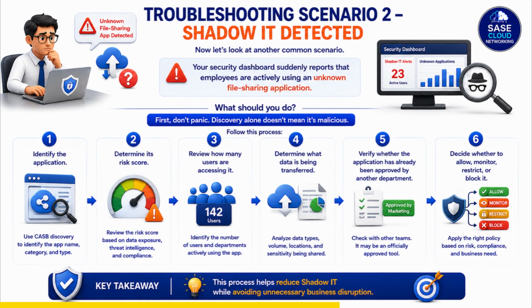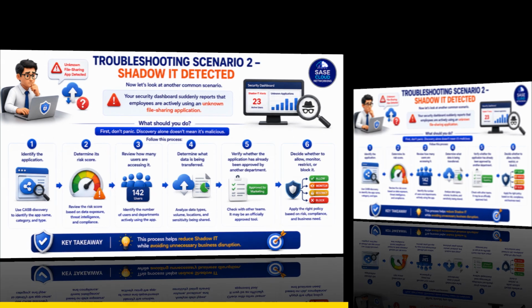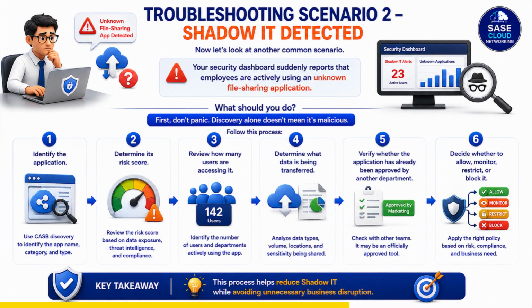Troubleshooting scenario 2. Shadow IT detected. Now let's look at another common scenario. Your security dashboard suddenly reports that employees are actively using an unknown file-sharing application. What should you do? First, don't panic. Discovery alone doesn't mean it's malicious. Follow this process. Identify the application. Determine its risk score. Review how many users are accessing it. Determine what data is being transferred. Verify whether the application has already been approved by another department. Decide whether to allow, monitor, restrict, or block it.